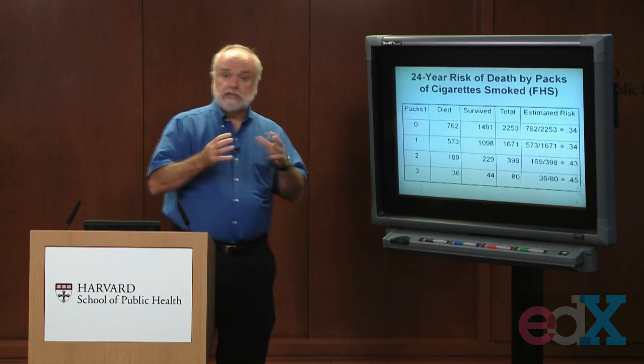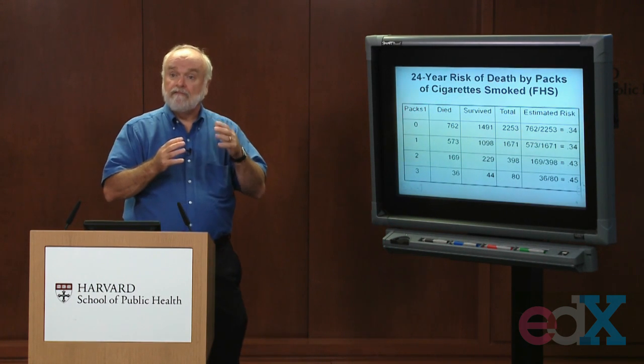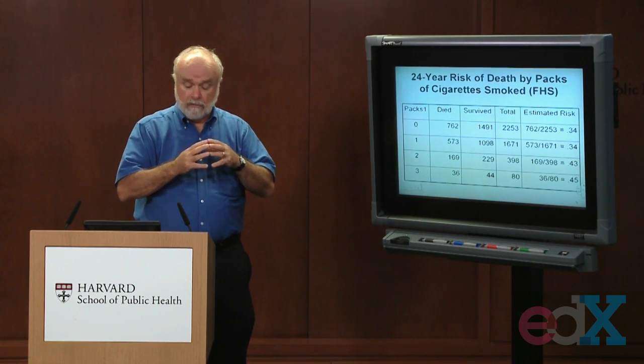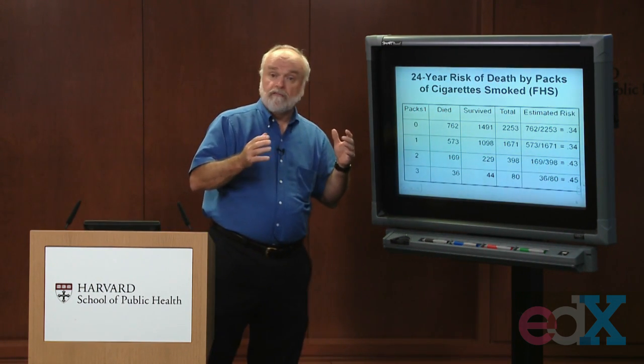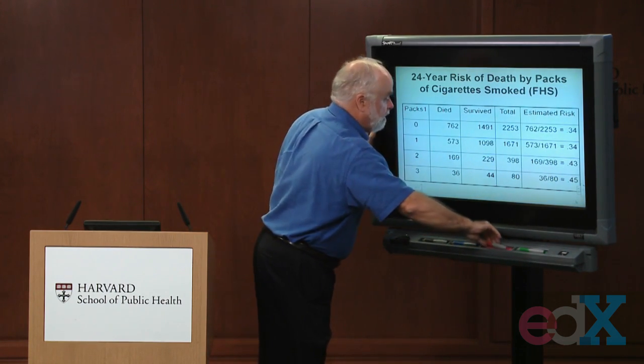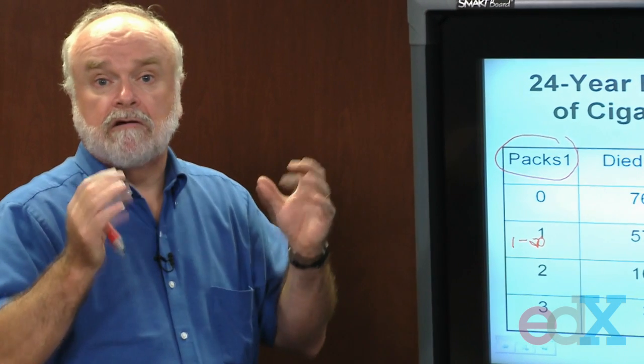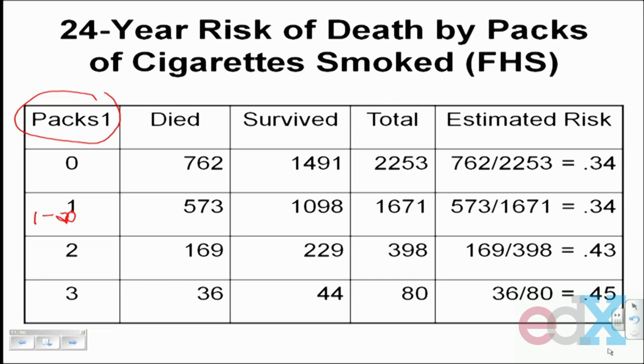So what this table shows is the relationship between smoking, represented by 4 categories, referring to packs of cigarettes that a smoker smoked, and their risk of dying in the 24 years of follow-up. What we have here is a variable called PAX1, which is 0 for all the non-smokers. It's equal to 1 for anybody who smoked between 1 and up to and including 20 cigarettes a day. That's how many cigarettes are in a pack of cigarettes. A 2-pack smoker is smoking between 21 and 40 cigarettes a day, and a 3-pack smoker is smoking more than 40 cigarettes a day.